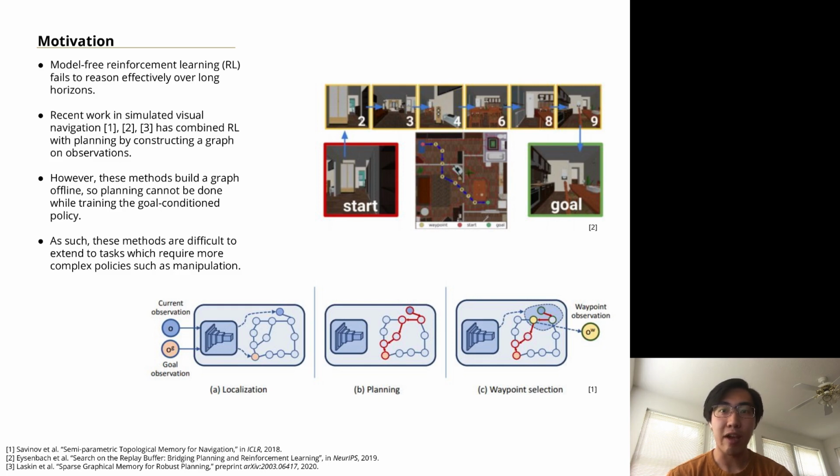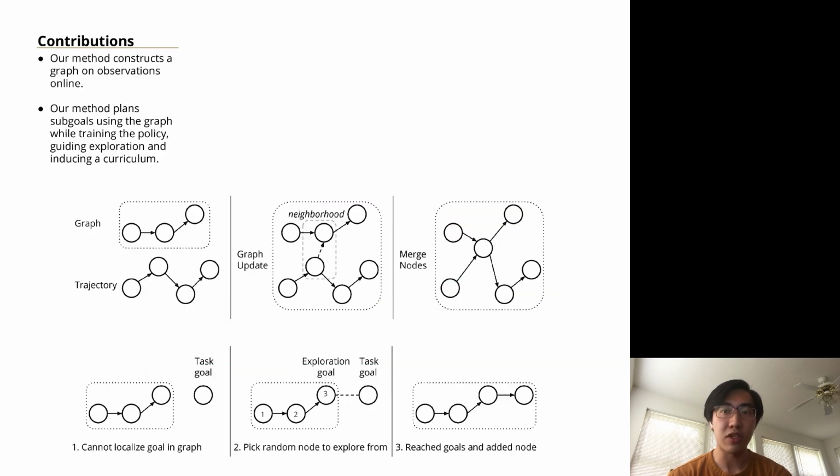However, these methods build a graph offline, so planning cannot be done while training the goal condition policy. Subsequently, these methods are difficult to apply to tasks that require more complex policies, such as manipulation. To this end, we introduce online topological memory.